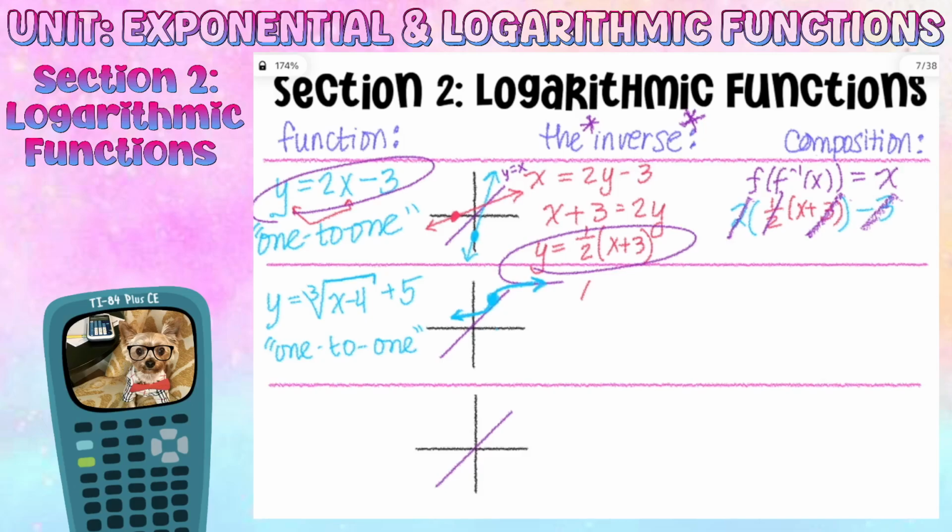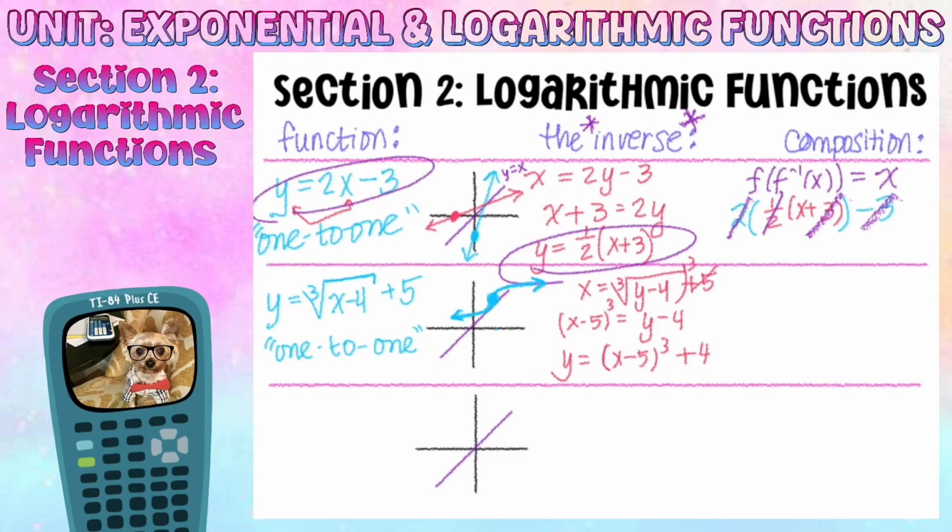Start off by switching x and y. So I end up with x equals the cubed root of y minus 4, plus 5. I'm going to subtract the 5 over: x minus 5 equals, and while I'm at it, let's cube both sides. So I'm going to get x minus 5, quantity to the third, equals y minus 4, and the last step is to add the 4, and I'm going to write the y on the left. So y equals x minus 5 cubed, and then it's plus 4. So there I go. There's my inverse.